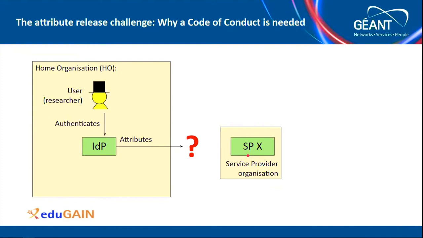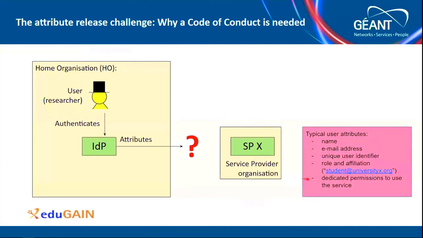The attributes are normally not too invasive. Typically, they are the user's name, email address, and a unique identifier, which doesn't change if the user's name or email address changes. Role and affiliation, such as if the person is a student in their home university or a researcher or something else. Sometimes also some more dedicated attributes to describe the user's permissions in the service.